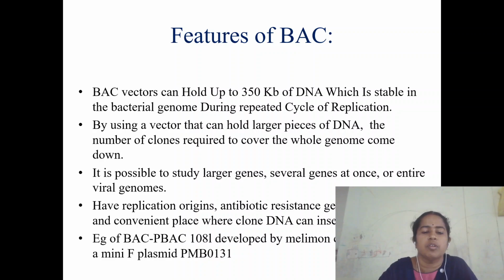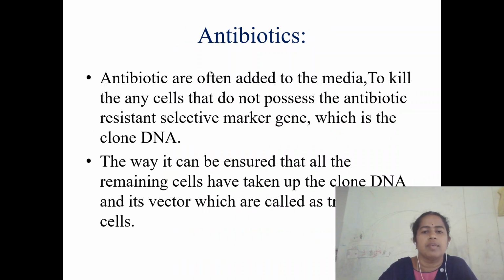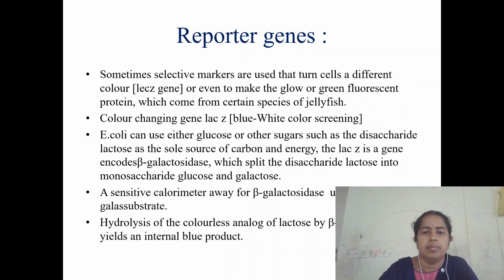An example of a bacterial artificial chromosome is pBAC108L, developed by Shizuya et al, and it is called the mini F plasmid pMBO131. Antibiotics are often added to the media to kill any cells that do not possess the antibiotic resistant selectable marker gene, which is in the cloned DNA. That is, the remaining cells which have the antibiotic resistance gene will be transfected with the vector, and the cells which do not have the resistance gene cannot replicate and will die in the antibiotic coated media.